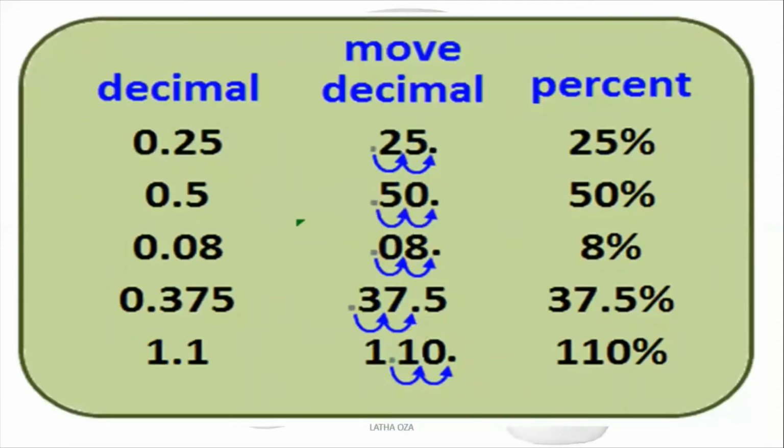Decimals to percent. To understand it, just a few examples. 0.25 can be converted into percent as 25%. 0.5 can be converted into percent as 50%. 0.08 as 8%. 0.375 as 37.5%, and 1.1 is equal to 110%.